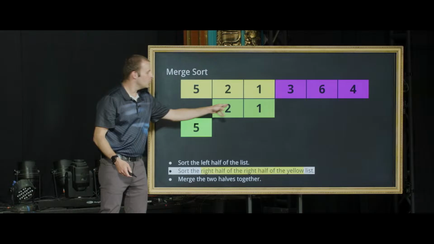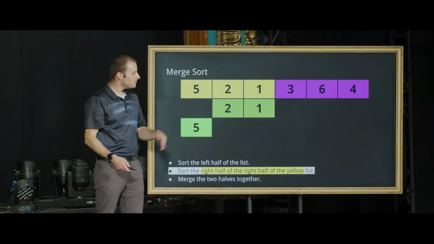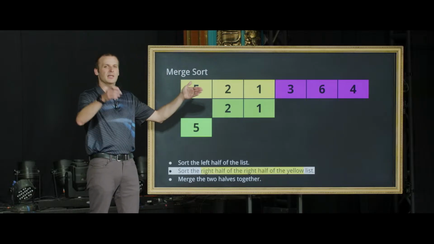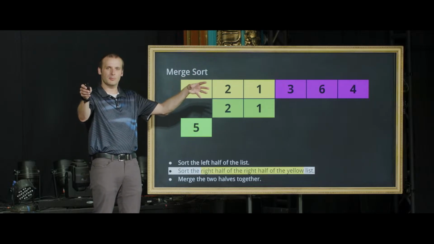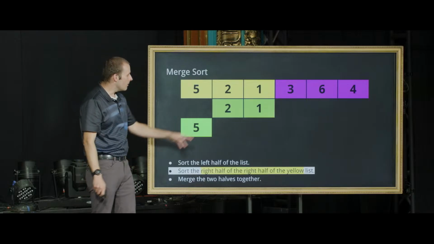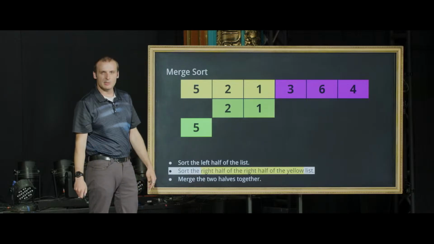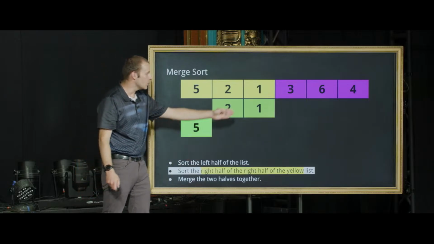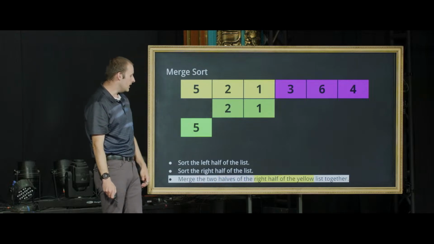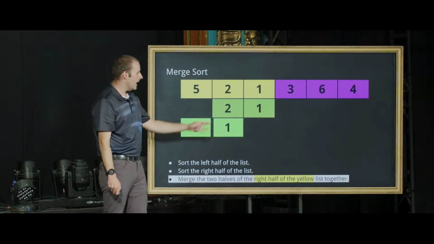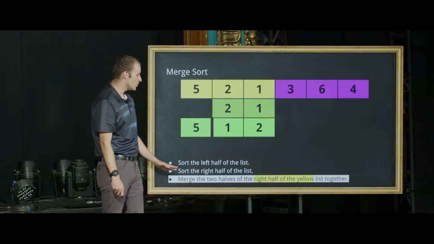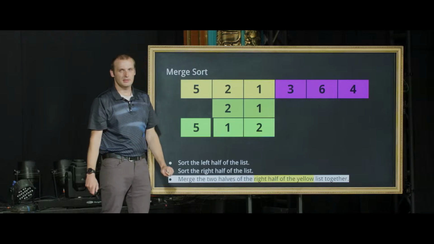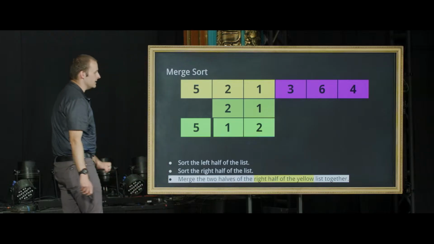Now, in this case, it's just 2 lists of size 1. But if I had bigger lists, I would look at the first element of both of those lists, compare them, put it into position. Then I would look at what's next for both of them, put it into position. So among these 2 options, which one is the smaller one? If I want to put things in order, it's the 1. So I put the 1 into position. And then all I have left is the 2. I put the 2 into position. So we have now sorted the right half of the yellow list.